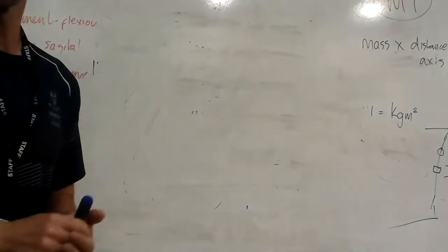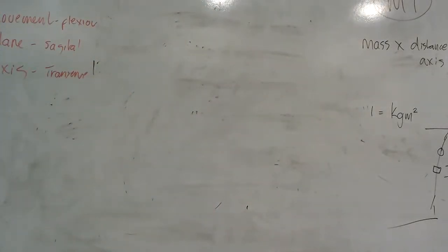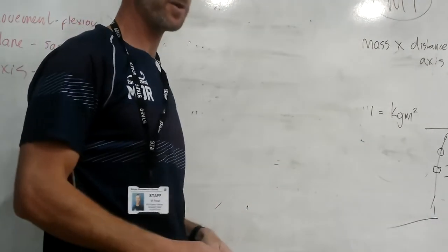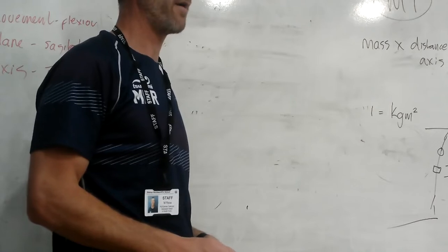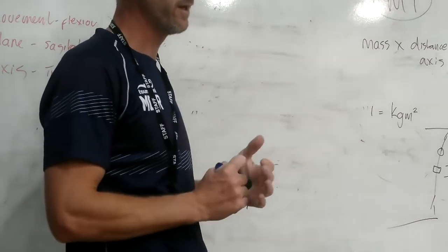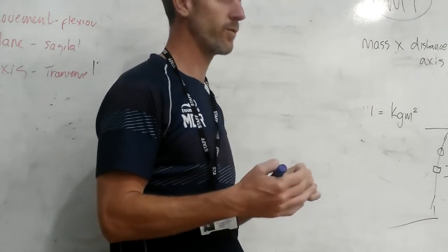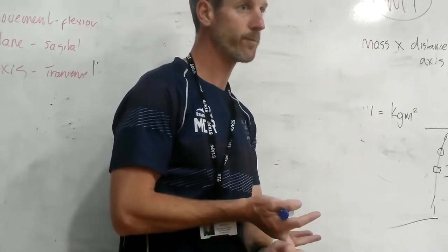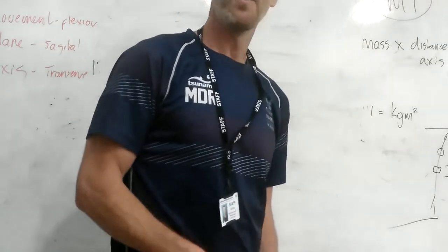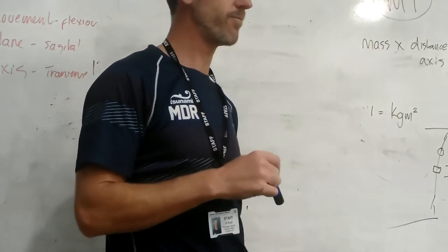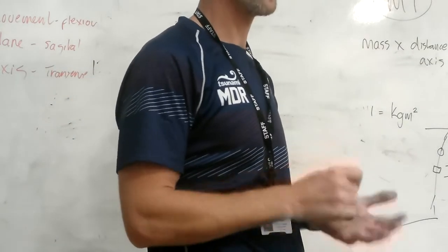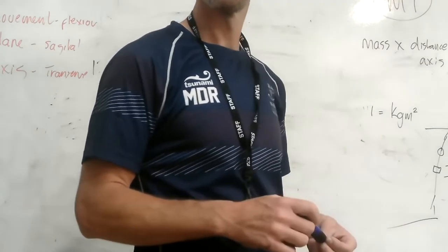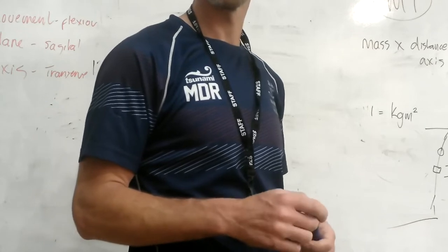So, next one. This one is quite a tough one for me, especially when it comes to the definition, the calculation and the units. The last one is now angular momentum. So we've done angular velocity, we've done moment of inertia, and then we're having a look at angular momentum. Angular momentum is the quantity of angular motion possessed by a body.